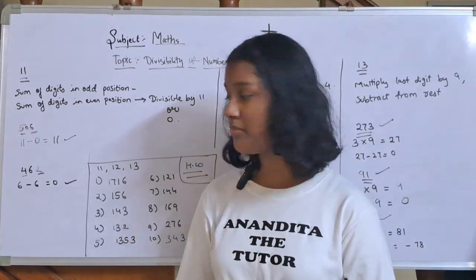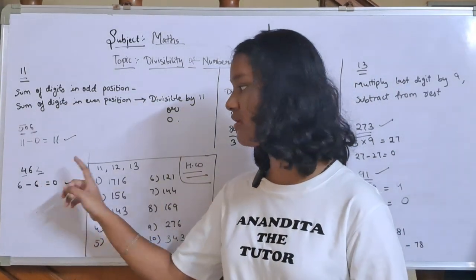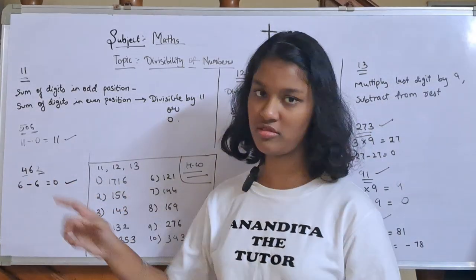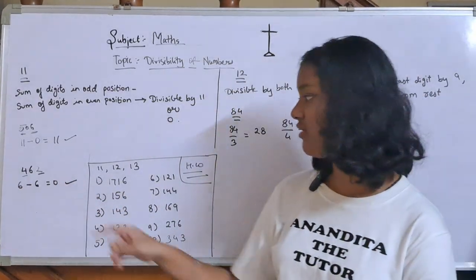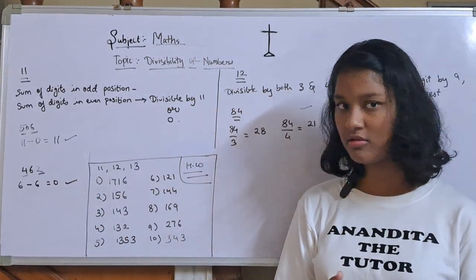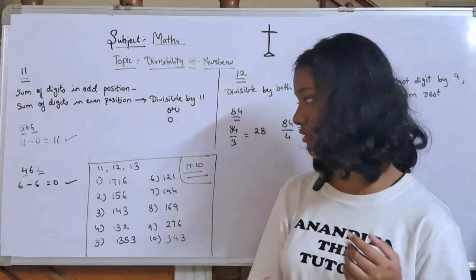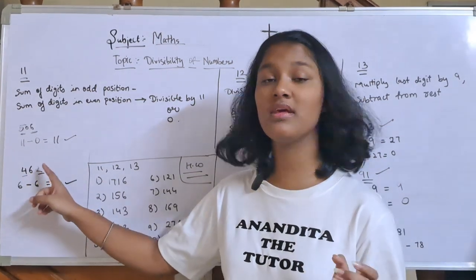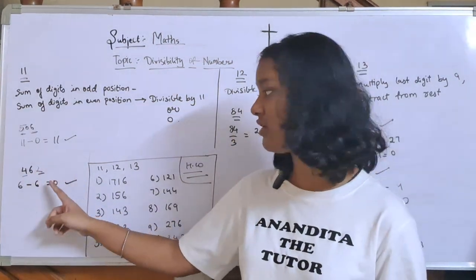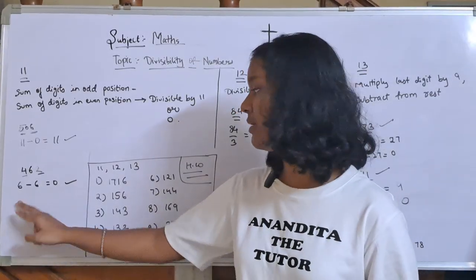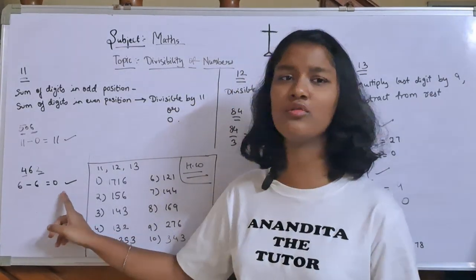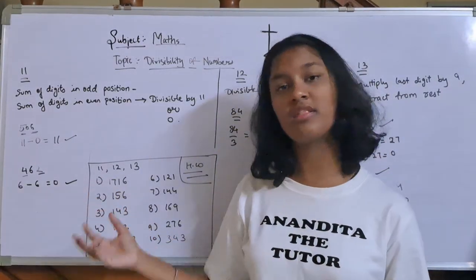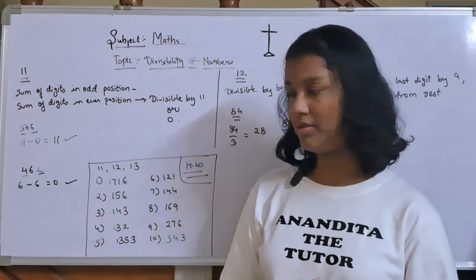Another number we'll take is 462. Which are the odd places? Units and hundreds. What are the digits there? 4 and 2. You have to add this. 4 plus 2 is 6. And the even place is tens. What is the digit there? 6. So subtracting, 6 minus 6 is equal to 0. Since it is 0, this is also divisible by 11.